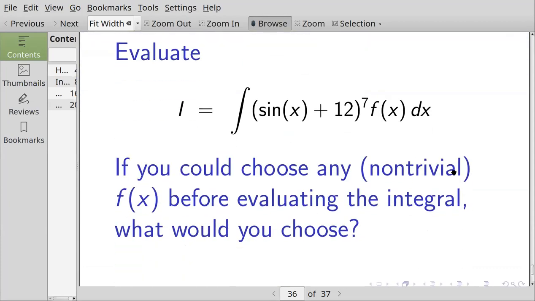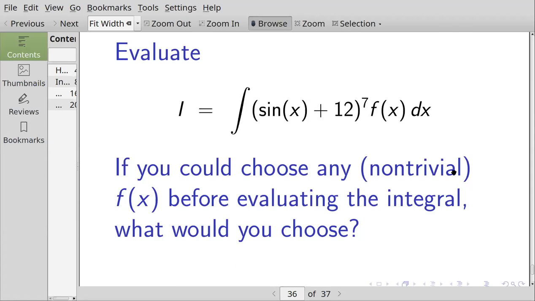All right. Now, there's another one. The integral of sine of x plus 12 to the 7, f of x dx. If I make f of x equal to 0, then that would be easy, right? I know that the integral of 0 dx is equal to c. But let's say I'm not going to allow you to set f of x equal to 0. I want a non-trivial function. So what would be the best function that you can think of for f of x, such that this would be really easy to do? Cos of x. Even easier than that. Cos of x to the power 6.